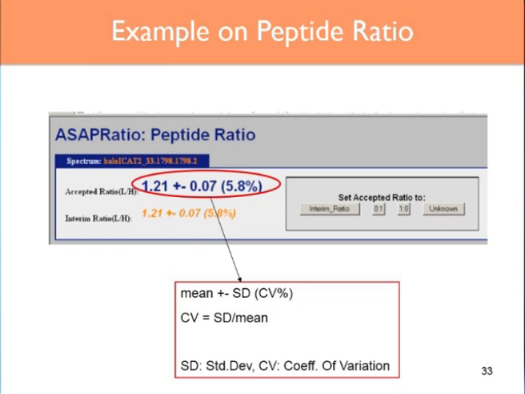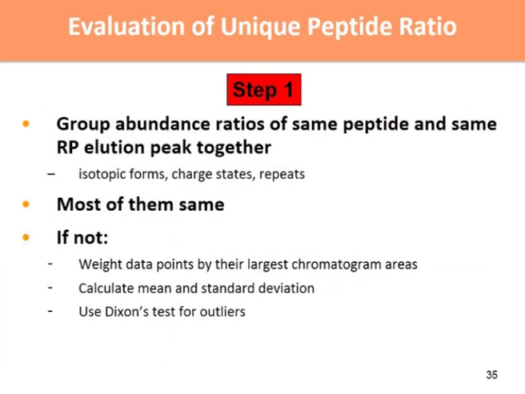So far we've done this first step here of the peptide ratio. So step 1 is to do exactly what we've done here. So that was the first peptide ratio. Now we want to calculate the unique peptide ratio.